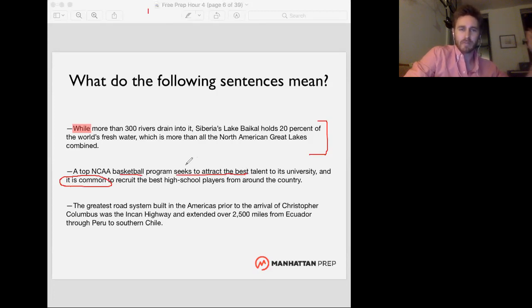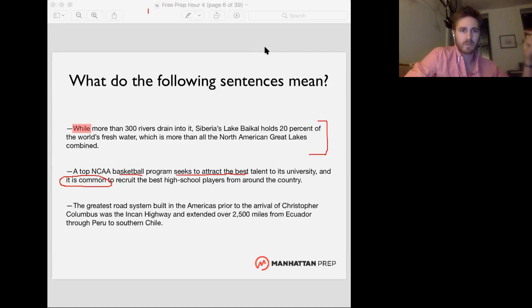I want this top program, the type of program that seeks the best talent, to commonly recruit the best high school players. But I go from this top program into, and also in general, all the colleges are trying to recruit the best high school players from around the country. That may be true, but that's not the story I'm trying to tell. I'm trying to say a top program tries to attract the best talent and commonly recruits the best high school players from around the country, excuse me. So it's not a grammar issue. It just changes from a specific case, the top NCAA program, to the general state of things, losing the connection.